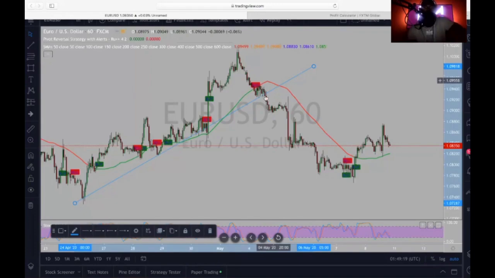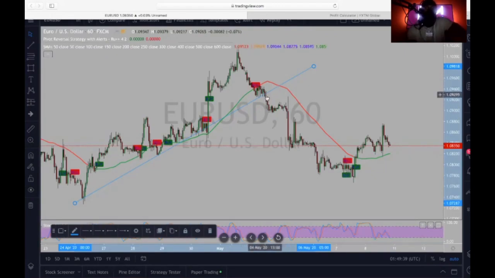We see price broke below the trend line. It stayed below it, closed below it. And we also have, right here, a red moving average, and price is below the moving average. So we have 3 confirmations for a sell right there. Now we could get in.